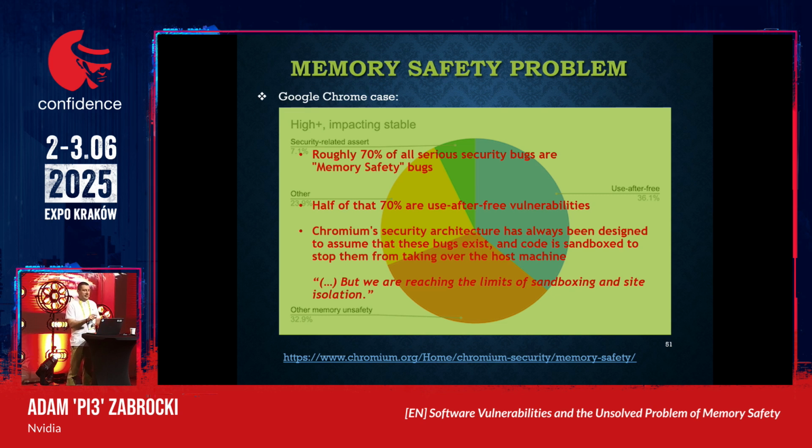But if you read this analysis from Chrome, from their blog post, there's a quote: we are actually reaching the limits of sandboxing and site isolation. So they divided the architecture into so many small components, isolated each of them from the others, and sandboxed them. There is not much more they can do. They have split it so much, there is nothing much left to split. So we're hitting the limits of sandboxing technology.